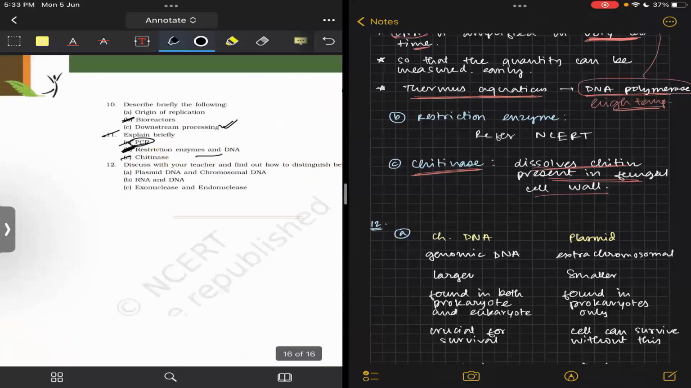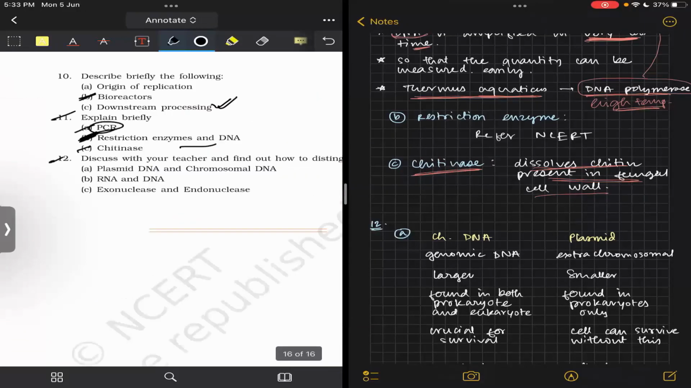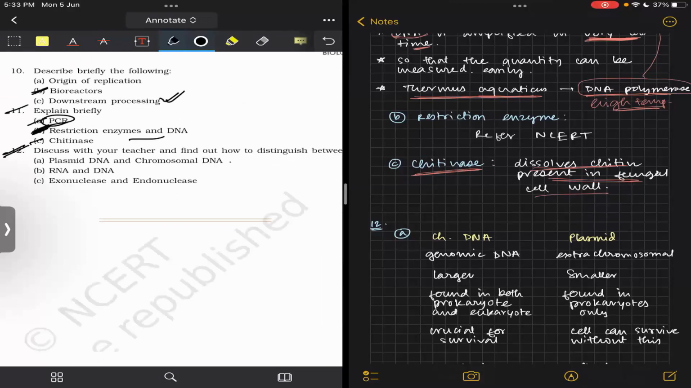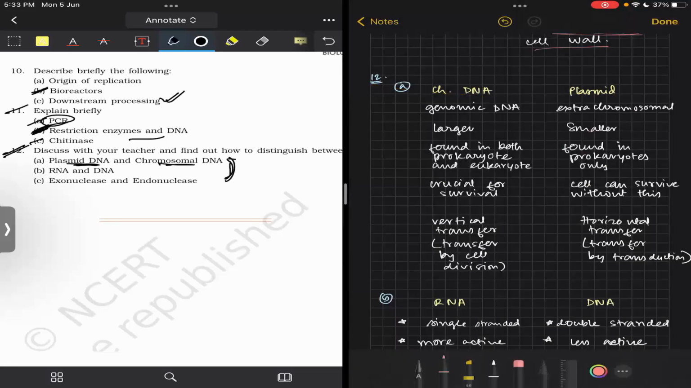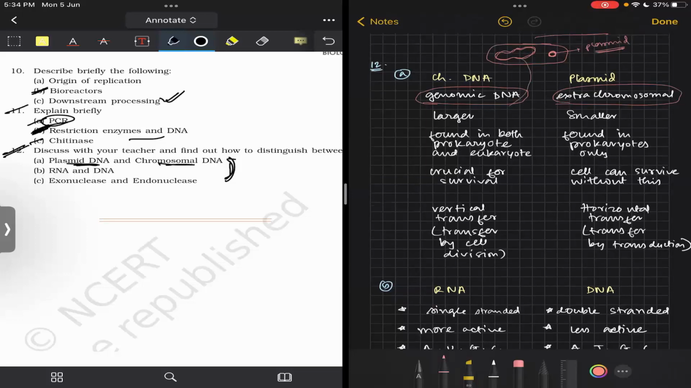And coming to the last question, we have 3 differences. The first is the difference between plasmid DNA and chromosomal DNA. I have written it here. Chromosomal DNA is the genomic DNA, and plasmid DNA is the extra chromosomal DNA. For example, this is E. coli. This is the main genomic DNA of E. coli, that is double-stranded circular. And this small part that I'm making right now is plasmid. This is extra chromosomal. As you can see, the chromosomal DNA is larger and plasmid is smaller.